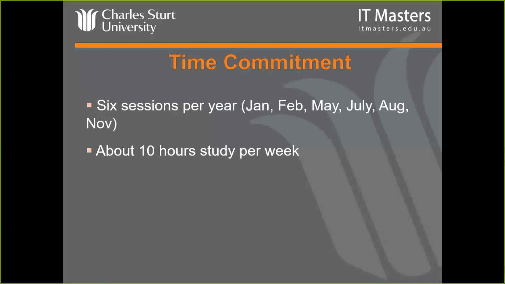As a rule of thumb, you're going to study about 6 subjects per year as a standard part-time load. So it's 2 years to get your master's. You can speed things up, you can slow things down. That's an average. In terms of the study commitment, obviously it varies depending on experience, but we factor about 10 hours study per week per subject. So if you're doing 2 subjects in a session, you're looking at around about 20 hours of commitment per week.